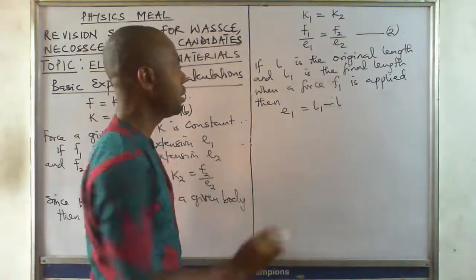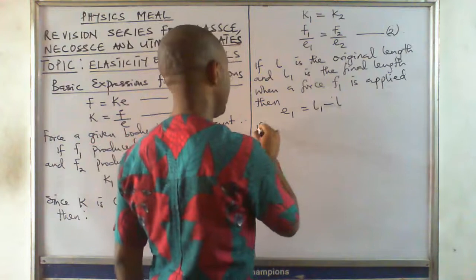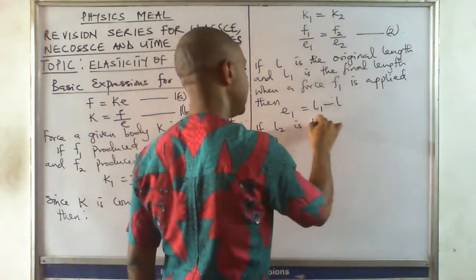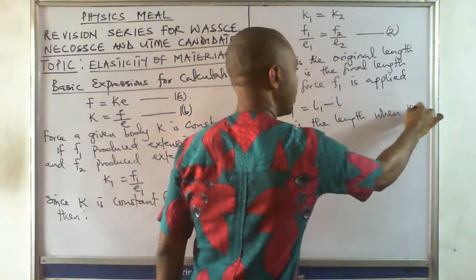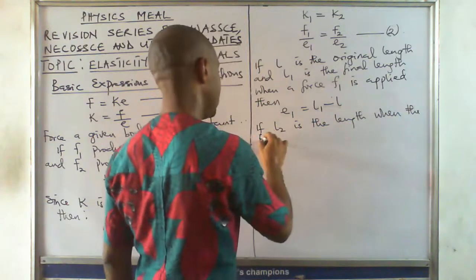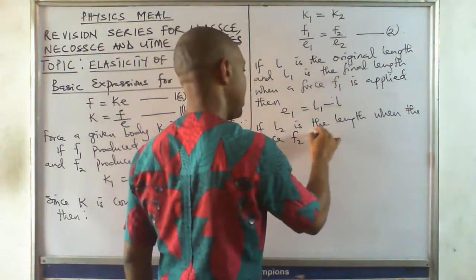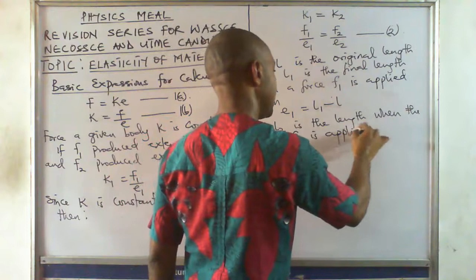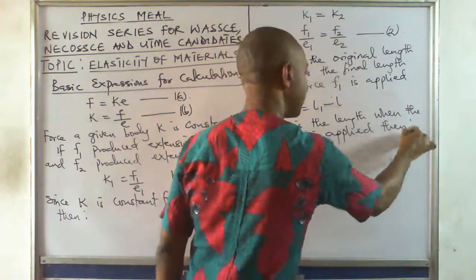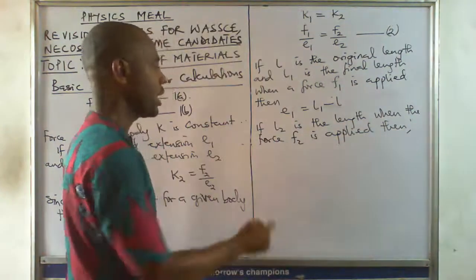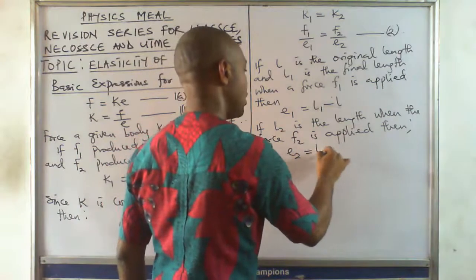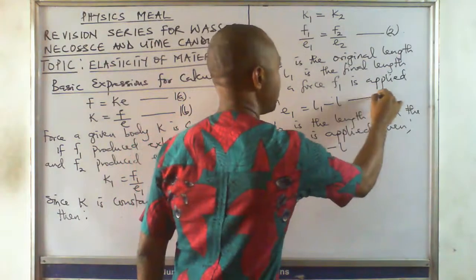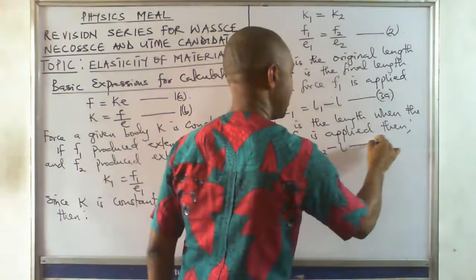Similarly, if L2 is the length when the force F2 is applied, then we can now say that E2 is equal to L2 minus L. Let me call this 3A. And let me call this 3B.